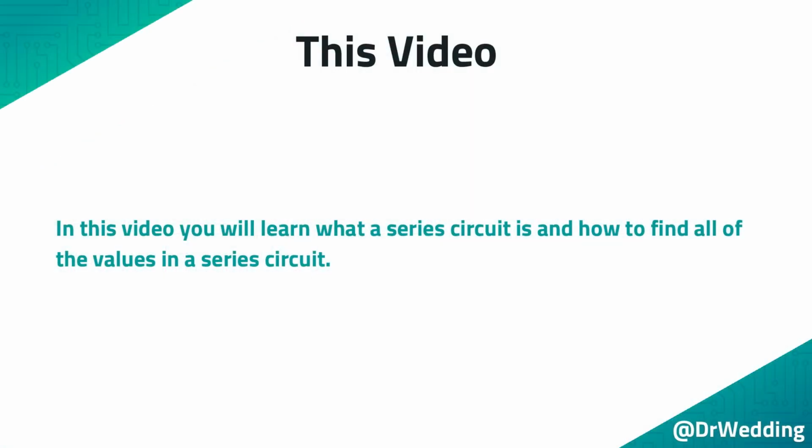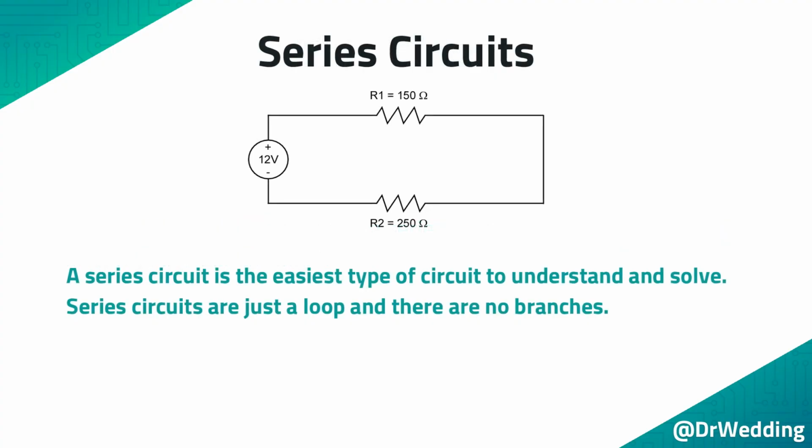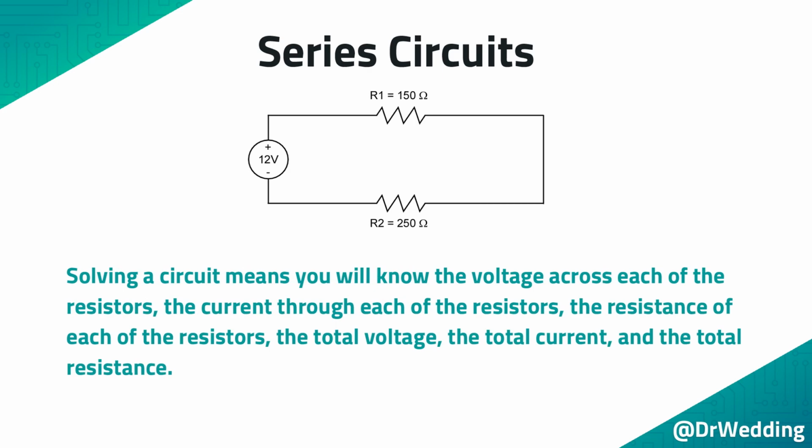In this video, you will learn what a series circuit is and how to find all of the values in a series circuit. A series circuit is the easiest type of circuit to understand and solve. Series circuits are just a loop, and there are no branches. Solving a circuit means you will know the voltage across each of the resistors, the current through each of the resistors, the resistance of each of the resistors, the total voltage, the total current, and the total resistance.